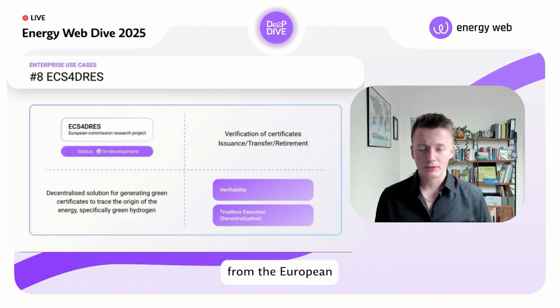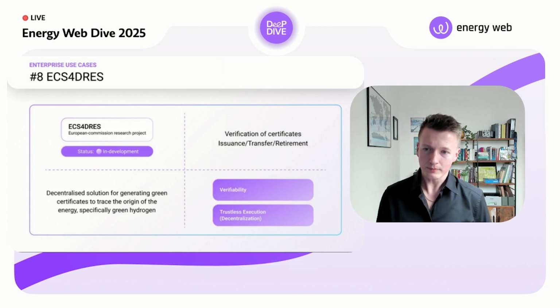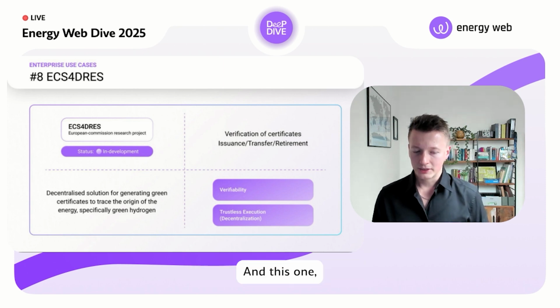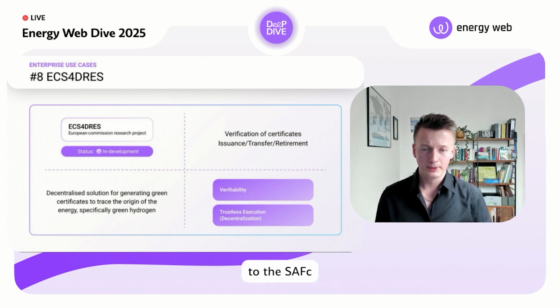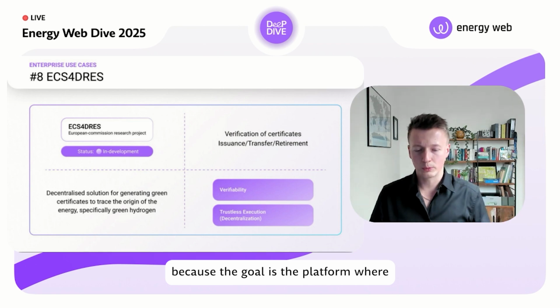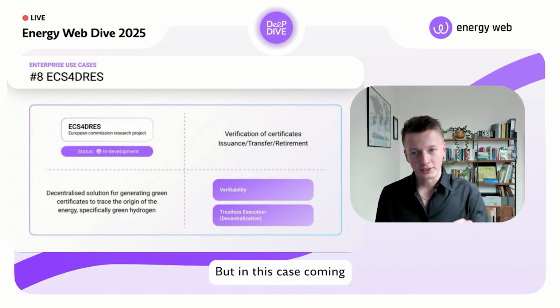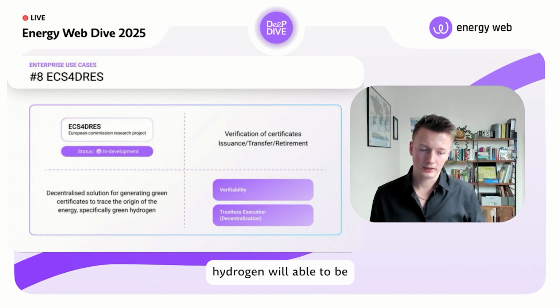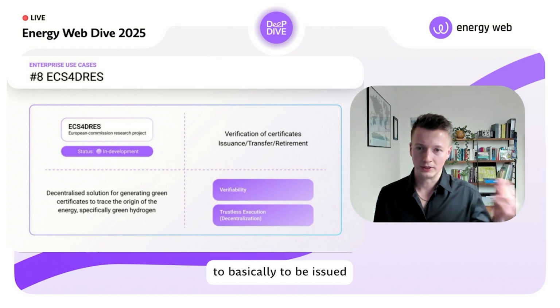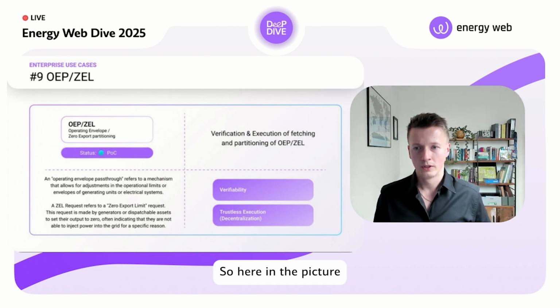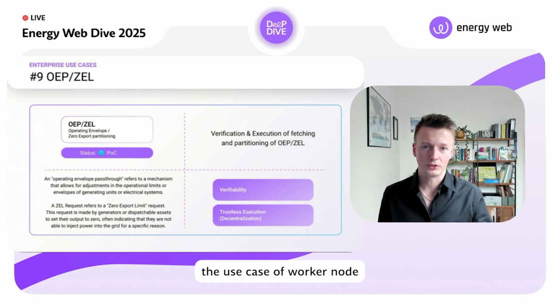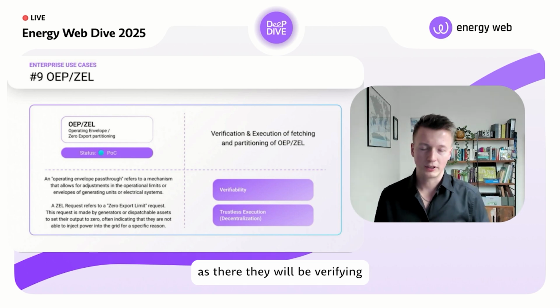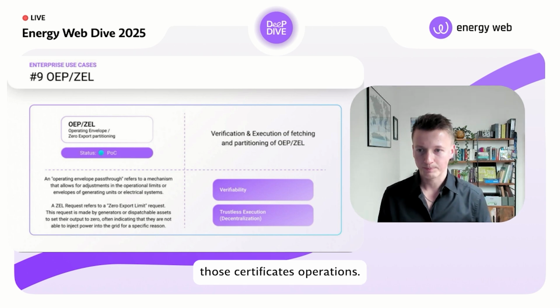The next one, the last one from the European Commission research project umbrella, ECS for GRES, which is also in development. And this use case is very similar again to the SAFSI, because the goal is the platform where energy origin certificates, but in this case coming specifically from green hydrogen, will be able to be issued, transferred, and retired. So here in the picture, the use case of the worker node is similar as there. They will be verifying those certificate operations.